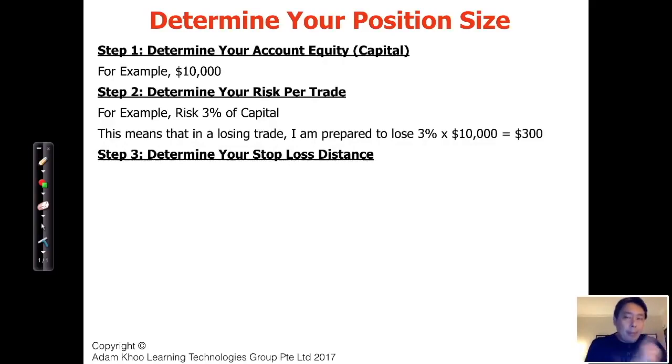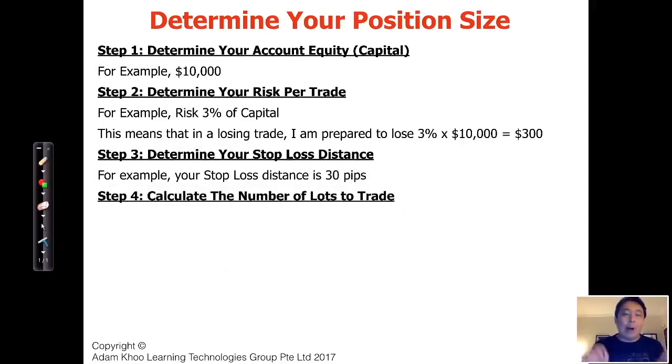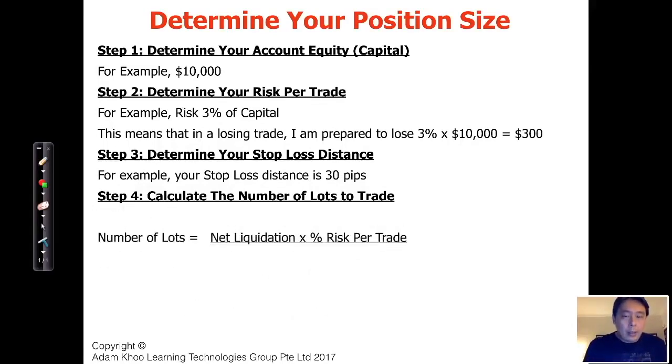So again, like I mentioned, this depends on the strategy and the specific candlestick pattern that you see. In lesson 5 and lesson 7, I'll teach you exactly where to place a stop loss for any particular trade. In this case, let's imagine your stop loss is 30 pips away, okay? With that information, you can calculate the number of lots to trade. So number of lots would be net liquidation, which is 10 grand, multiplied by 3%, divided by stop loss distance of 30 pips, multiplied by your dollar value per pip.